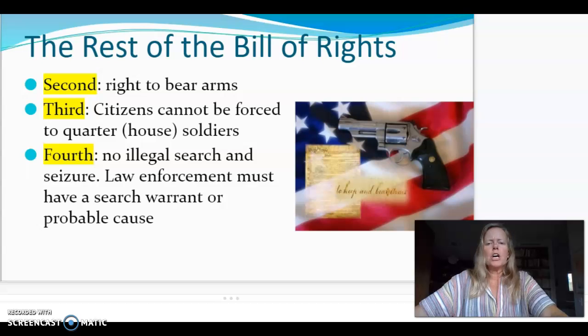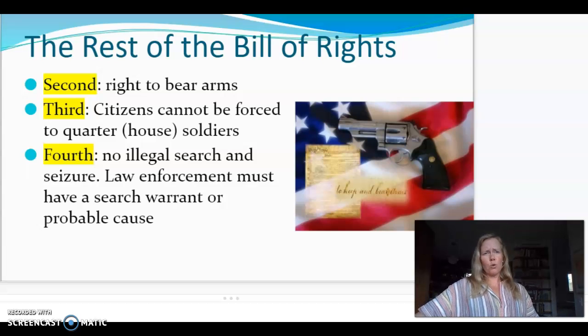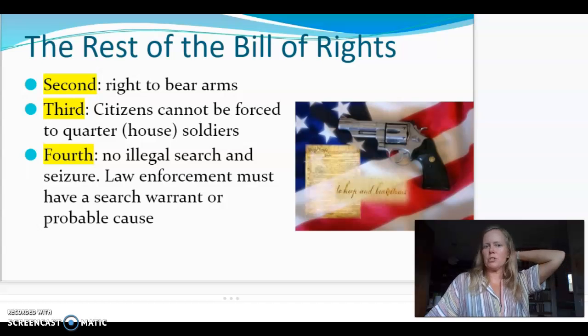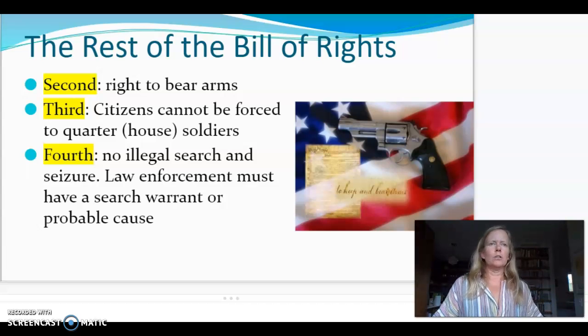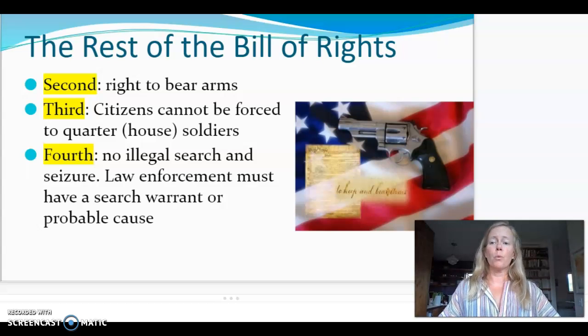The Fourth Amendment, no illegal search and seizure. Law enforcement must have a search warrant signed by a judge following various rules. Also probable cause. When the cops stop you, there are certain things. They have to have probable cause if they're going to look in your trunk or whatever. We'll look at cases. Kids always have questions about the Fourth Amendment. Can they do this? Can they do that? We'll talk about that in more depth when we get to the unit on civil rights and civil liberties.